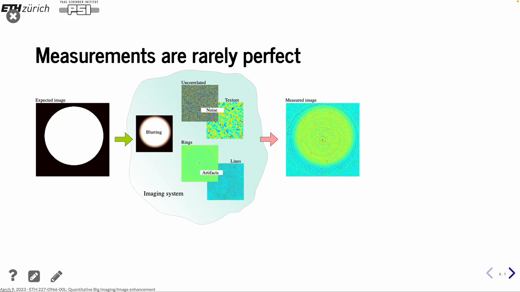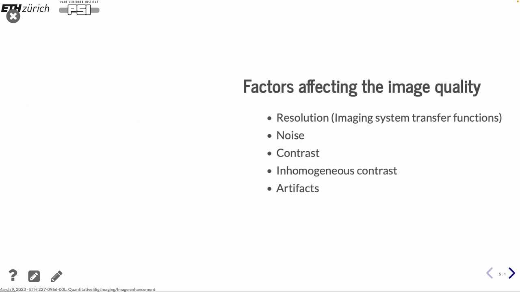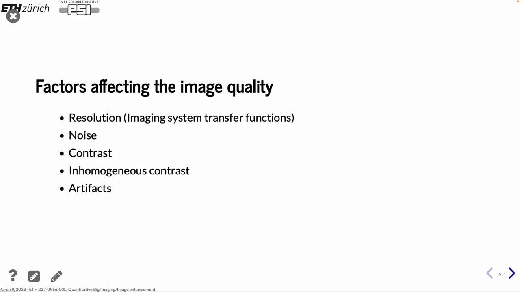So the rings and lines, they are more specific to tomography, but you can have speckles, you can have extreme outliers, and things like that too. So the factors that affect the image quality are, first of all, the resolution, which you at all can resolve, and it also includes the imaging system transfer function. So you always have some degree of blurring. And the blurring should actually be on a scale that is larger than your sampling.